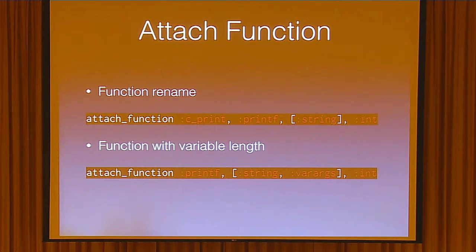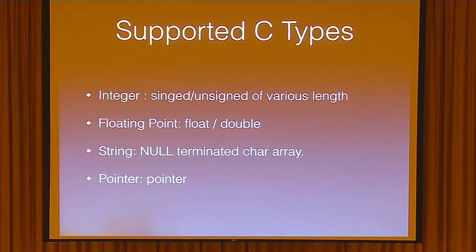FFI also supports variable length arguments, so you can pass more than one argument, and it's not a constant number to FFI. The types supported by FFI are integers of various lengths, floating points, string, and pointer. And for pointers, FFI can handle the allocation and free for you. And they also support writing various data into it.